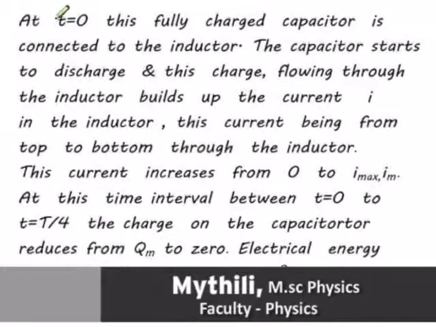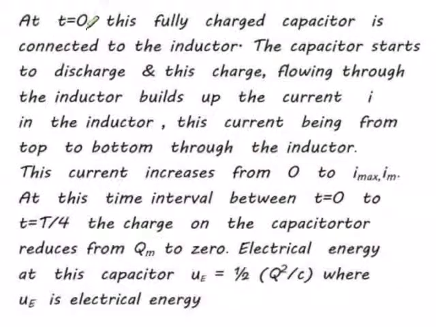Now let us summarize the whole process of charging and discharging at the capacitor, the growth and decay of current at the inductor, and the simple harmonic variations of Q at the capacitor and I at the inductor. At t equal to 0, the capacitor is fully charged and connected to the inductor. The capacitor starts to discharge, and this charge flowing through the inductor builds up a current I in the inductor.